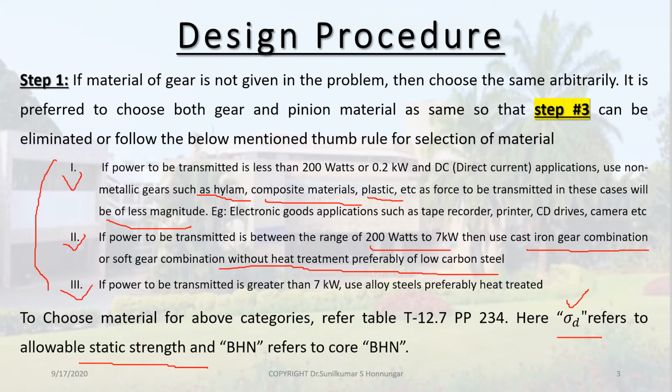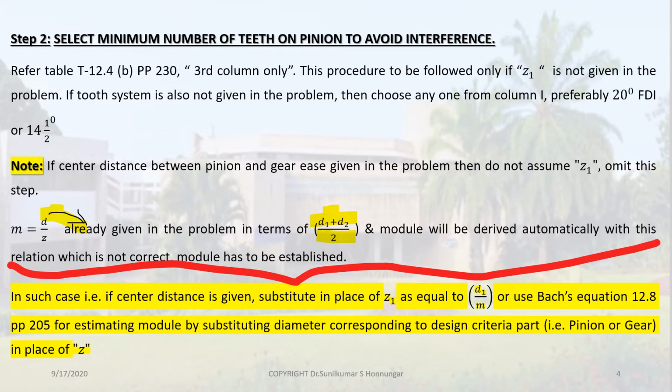And in the same table you have BHN. BHN refers to core BHN. Core BHN means what? You have the core inside and then you have the surface of the gear outside. So core is inside. Inside is called core. The BHN, whatever is referred to there, it is going to be the core BHN. So this is design step number 1.